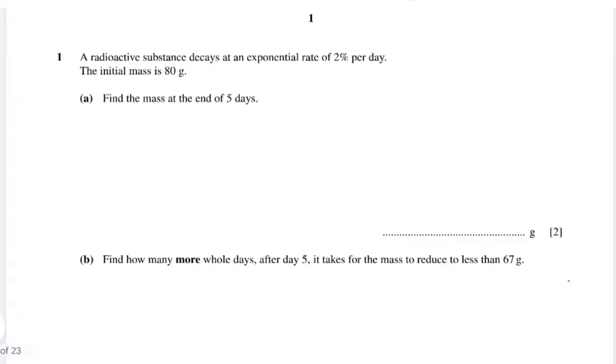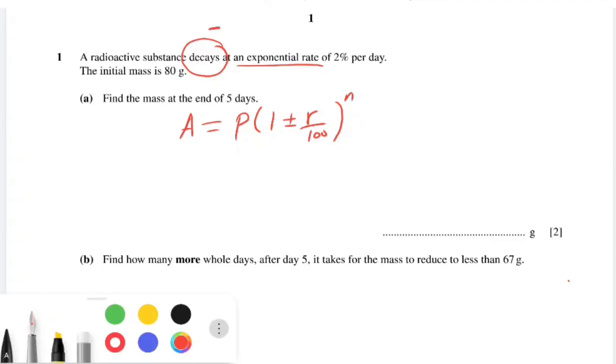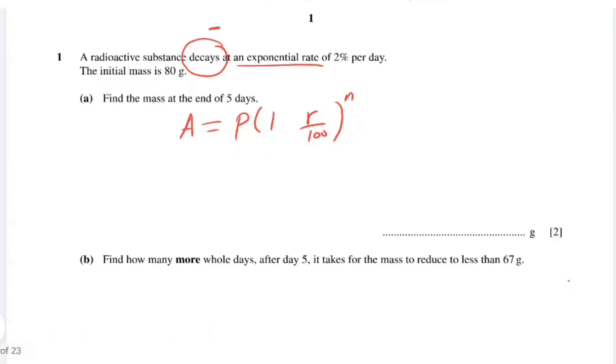When you see exponential rate, you know that you are going to use this formula: A equals P times (1 plus or minus R over 100) to the power of N. Since here it decays, decreases or declines, when you find those expressions it means it's negative, so you will use negative in this formula. If it's increasing, it will be positive. Take care about which one to use, because some students make it positive, and no, in this case it will be negative.